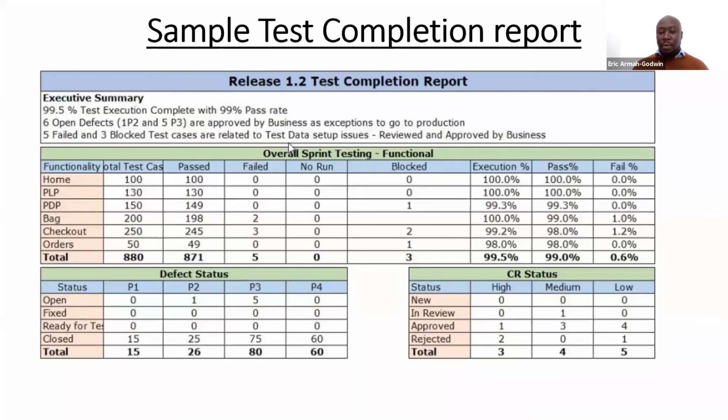Different stakeholders might ask for more. They might ask for explanation of the block section, the five, any outstanding failures, any outstanding bugs, etc. People could ask for more stuff. But this is a simplified version of a test completion report.